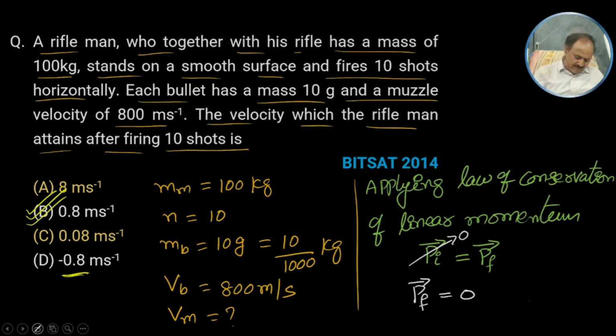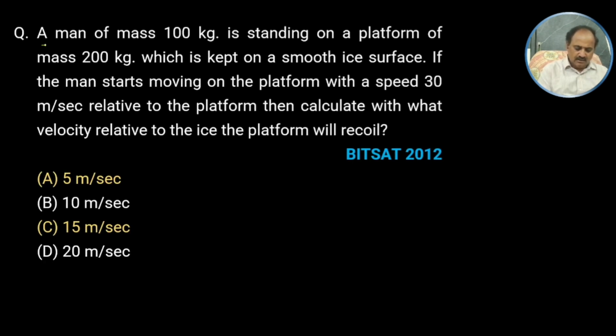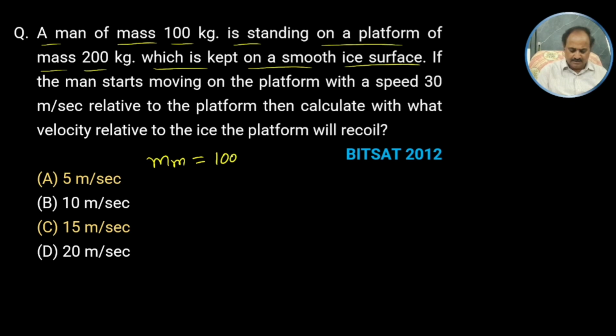Okay. Similarly, let's take another important problem. Okay. Look at the screen. It is asking like this. A man of mass 100 kg is standing on a platform of mass 200 kg, which is kept on a smooth ice surface. Mass of the man is given as 100 kg and mass of the platform is given as 200 kg, which is kept on a smooth ice surface.